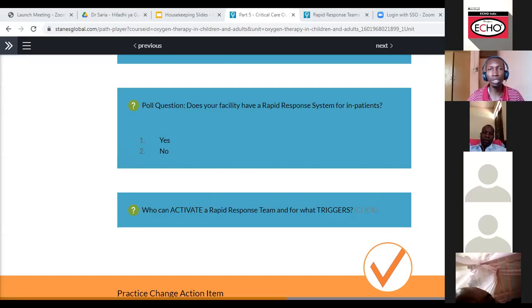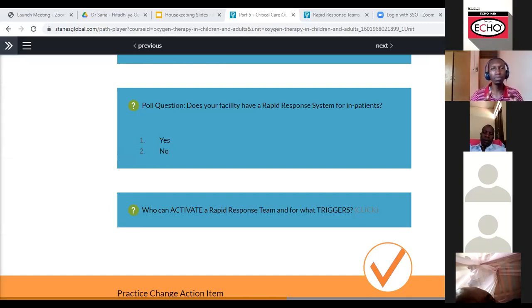Anything that you think will be critical, you could put it in the chat box. Come by, if I see this or this or this, I will have to activate the rapid response team. And we have seen already up there, this team can comprise different expertise from the hospital, from physicians, nurses, and other healthcare providers within the hospitals. While you are putting in your answers, I would just like to put two things.